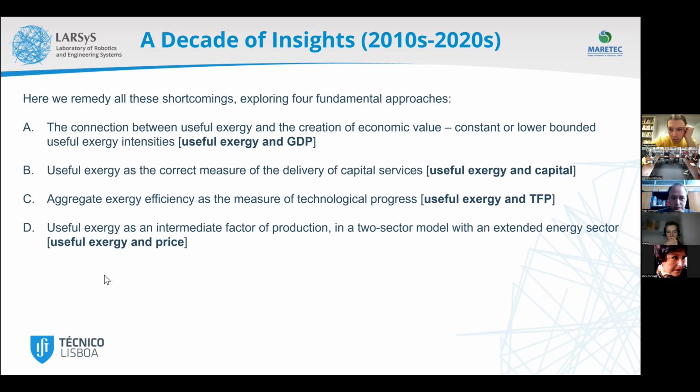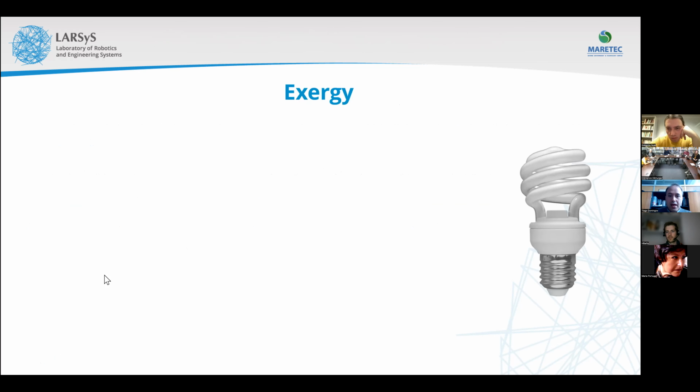In a moment, I'll explain to you what aggregate exergy efficiency means. And finally, the last approach is to divide the economy in 2 components, where the first component is what we call an extended energy sector. And this extended energy sector delivers useful exergy as an intermediate factor of production. And so by definition, we are treating useful exergy consistently as what it is, a primary factor of production.